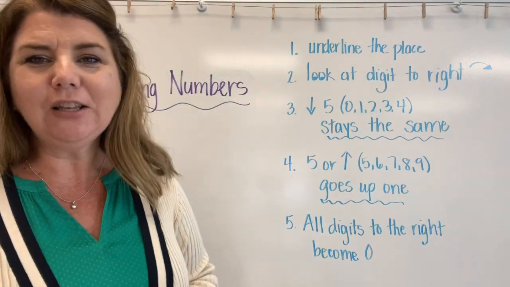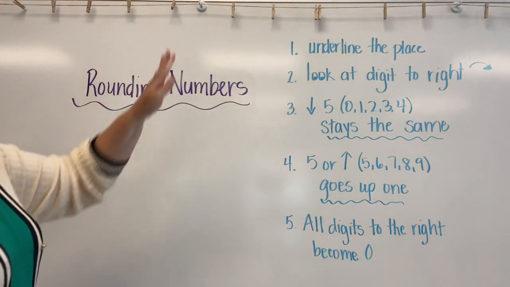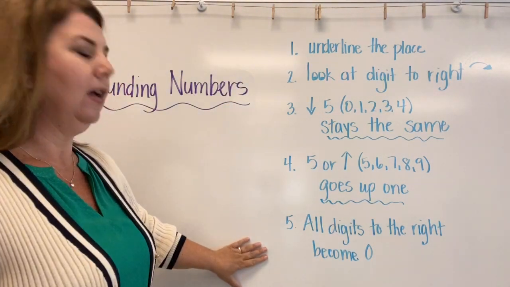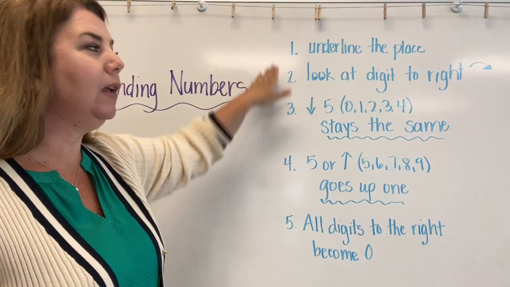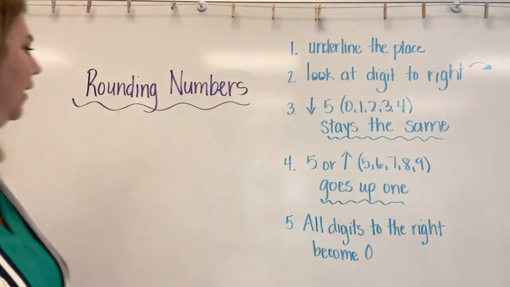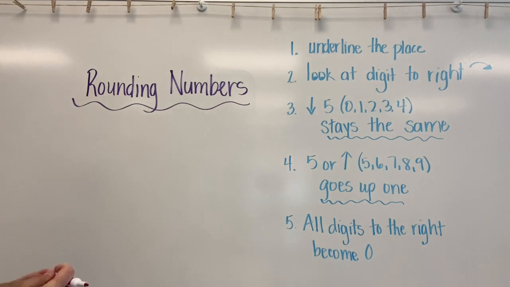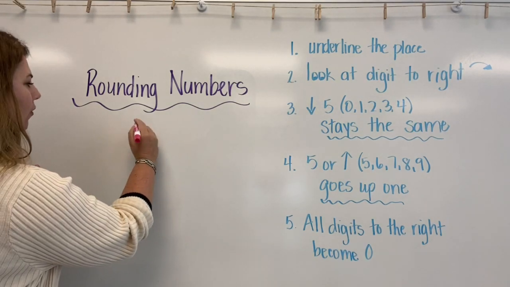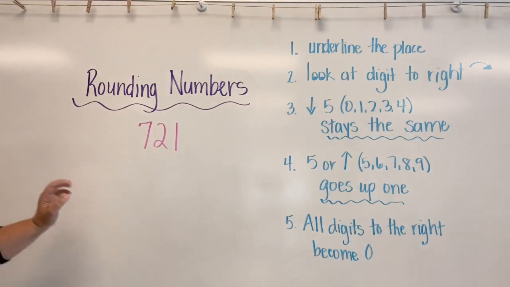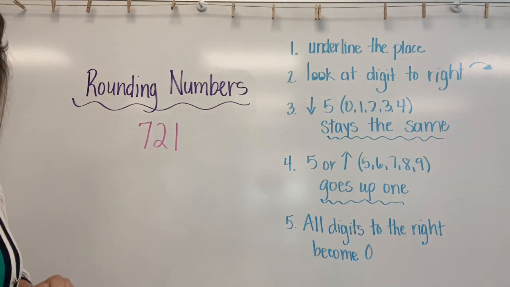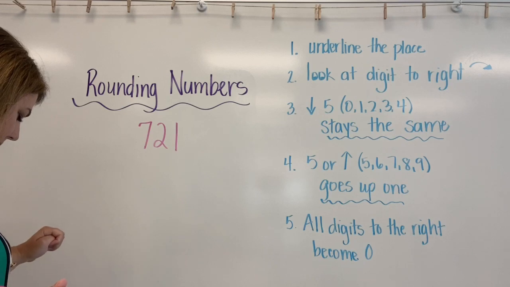All right? So to start rounding numbers, here are the rules. And I think what I'm going to do is put a number down and then we'll read through the rules and see if we can do it together. So to begin, I'm going to give you the number 721 and I want to round to the tens place.